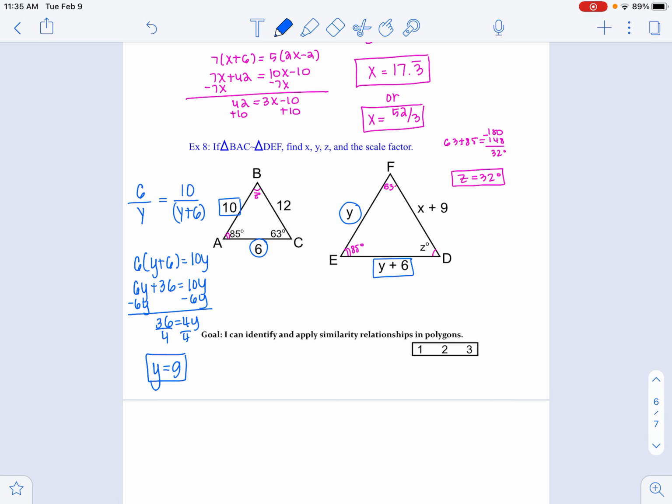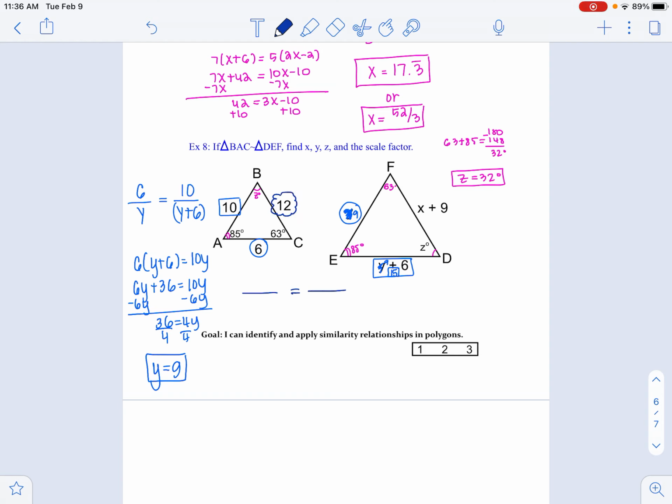Now remember, there were 2 y's and only 1 x, so I need the y to help me solve for x. So what I want to do is cross off anything with a y in it and put a 9 in its place. So this is 9. This is 9 plus 6, which is 15. Okay? All right, so now I'm going to make my second proportion and solve for x.